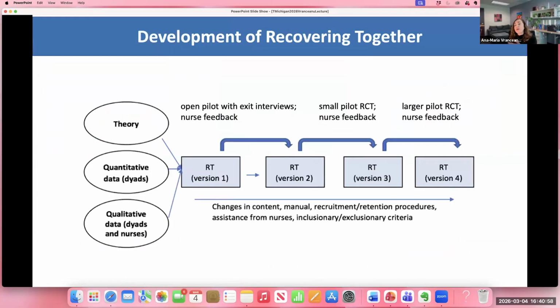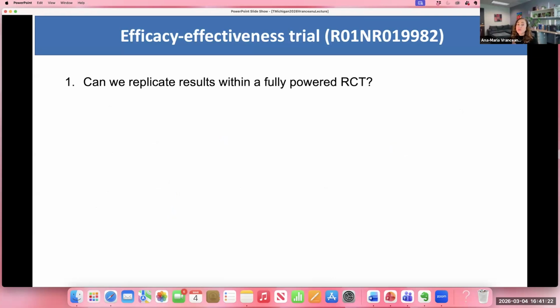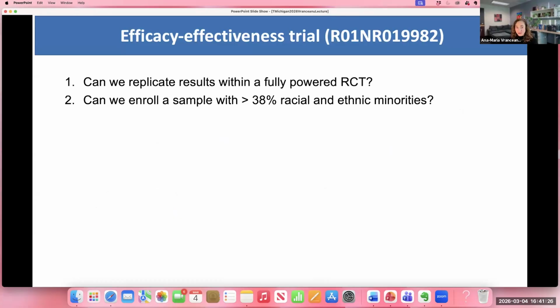So this is just the picture of Recovering Together, all the changes and iterations that we made, and all the feedback that we incorporated up to where we are now, which is that we are finishing up an R01 for an efficacy effectiveness trial that's basically built on the pilot that I presented earlier. Here we wanted to see, can we replicate the results of the pilot in a fully powered RCT?